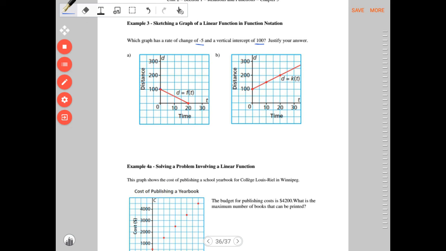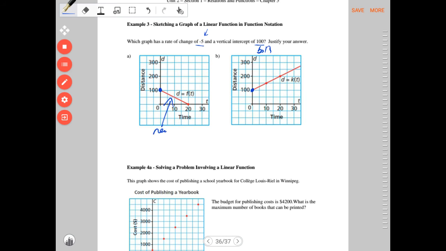So the vertical intercept is this guy, 100. They both have that. They both have a vertical intercept of 100. Now, a negative rate of change means the numbers are getting smaller over time. So this one has the negative rate of change, and this one has a positive rate of change.